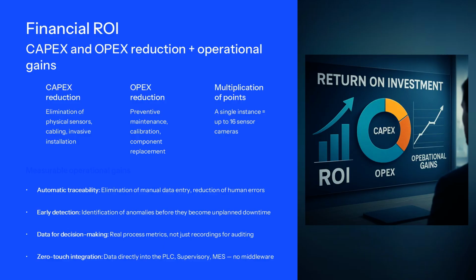With everything we've discussed so far, it's clear that the financial return is direct. You save on CapEx by eliminating the need for physical sensors. You reduce OpEx with less maintenance, calibration, and even replacement of these sensors in case of failure. Plus, you gain many more measurement points using the existing camera infrastructure.